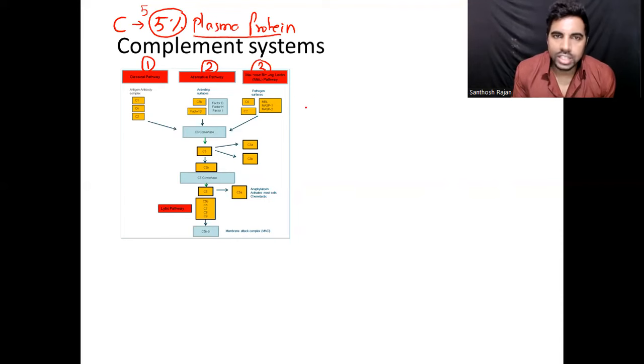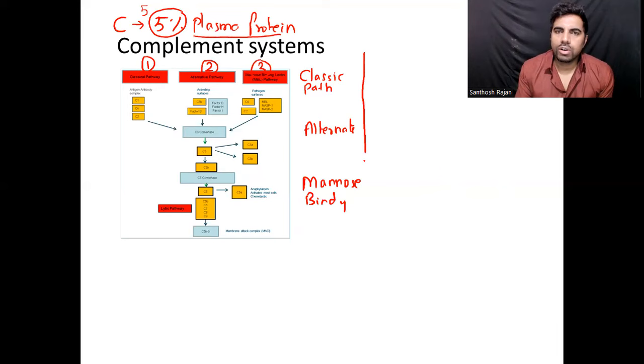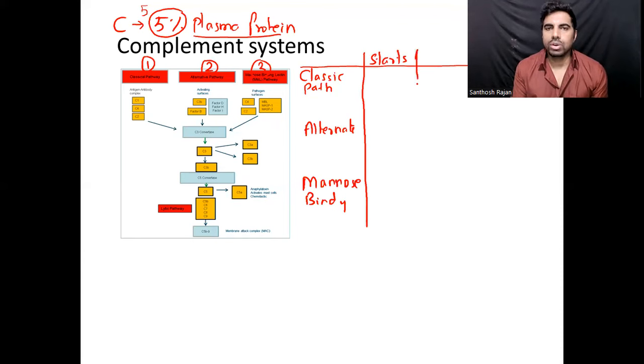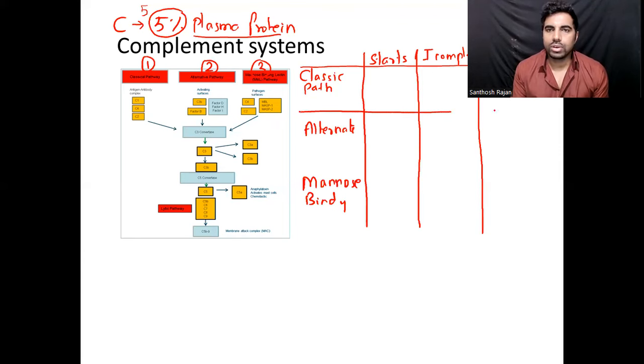So now, first of all, we'll write each individual pathway and some important points you should know. The classic pathway, then the alternate pathway, and then the mannose binding pathway. Now first of all, who starts it? Which immunoglobulin starts it? Which is the first complement activated? And which type of immunity is it? I'm sorry, the space is hidden, but I'm going to write it there. Don't worry. Okay, so these are the important points you should know.